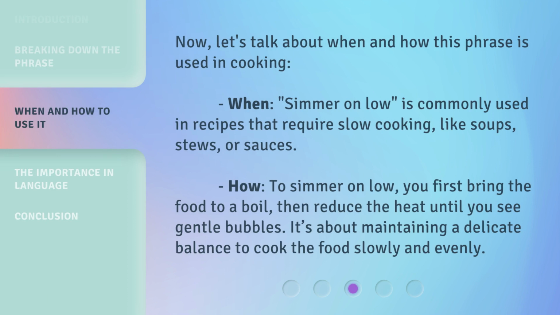Now, let's talk about when and how this phrase is used in cooking. When? "Simmer on low" is commonly used in recipes that require slow cooking, like soups, stews, or sauces. How? To simmer on low, you first bring the food to a boil, then reduce the heat until you see gentle bubbles. It's about maintaining a delicate balance to cook the food slowly and evenly.